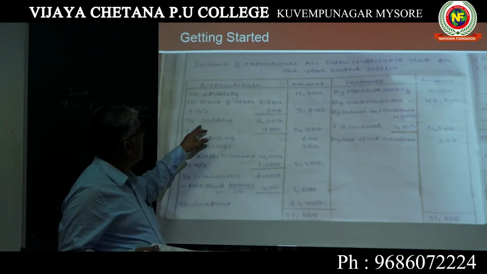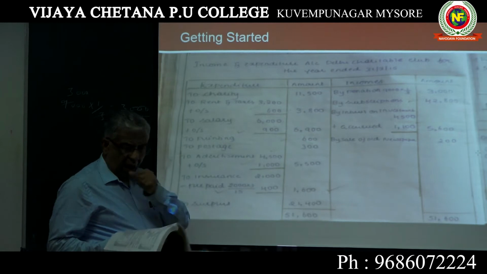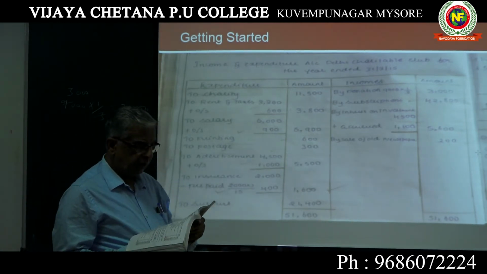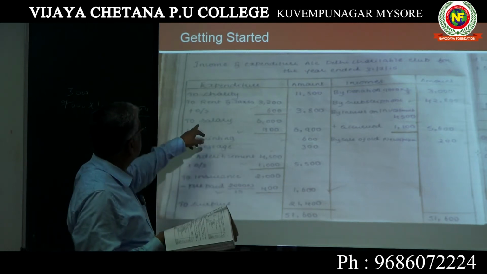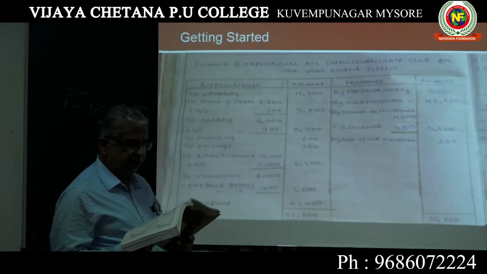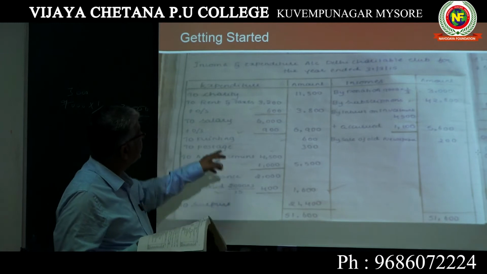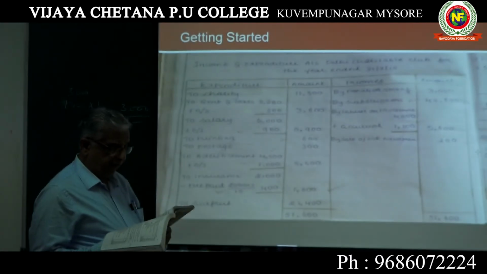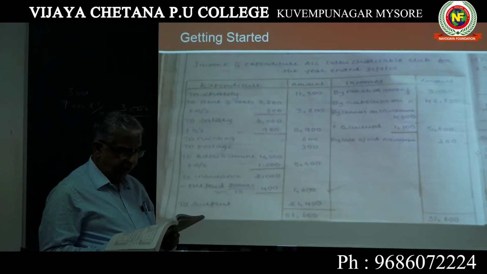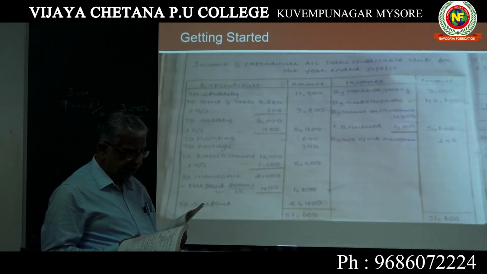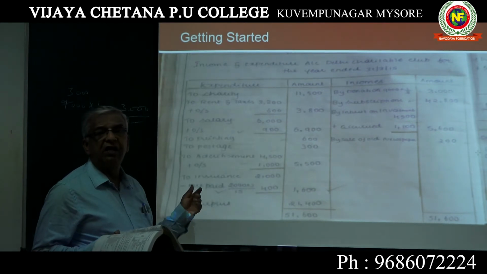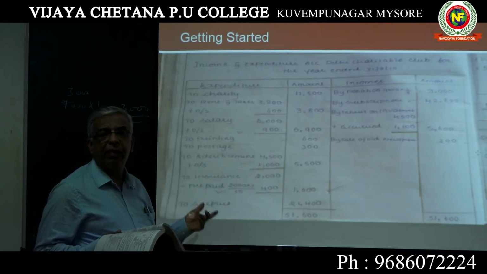Then next is salary. So here in the payment side he has given salary 6,000. Regarding salary also, here he has given one adjustment, student. Salary rupees 900. So that means salary incurred but not paid.